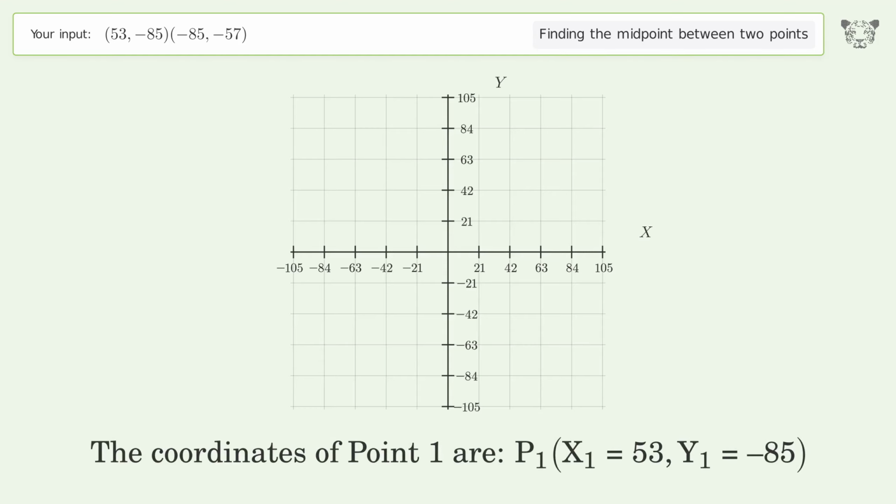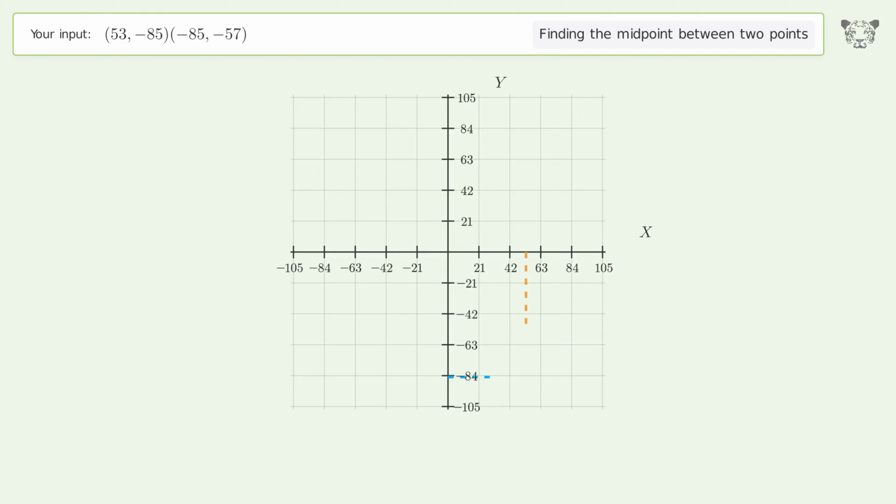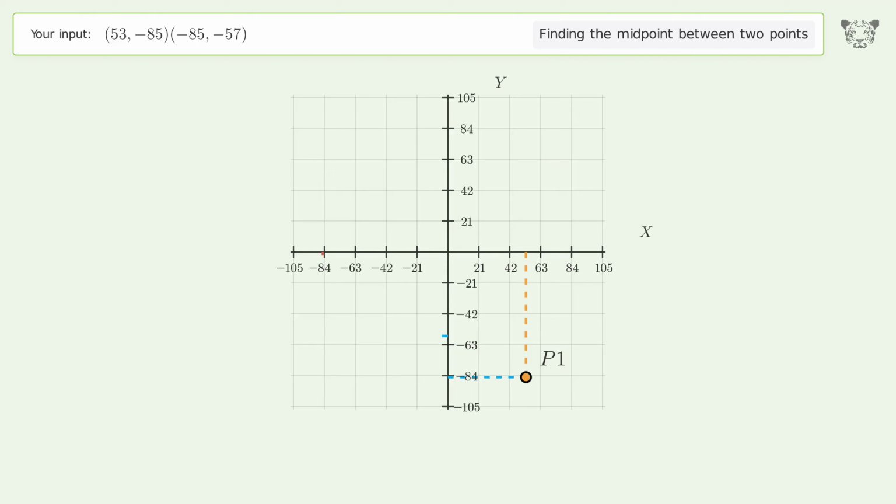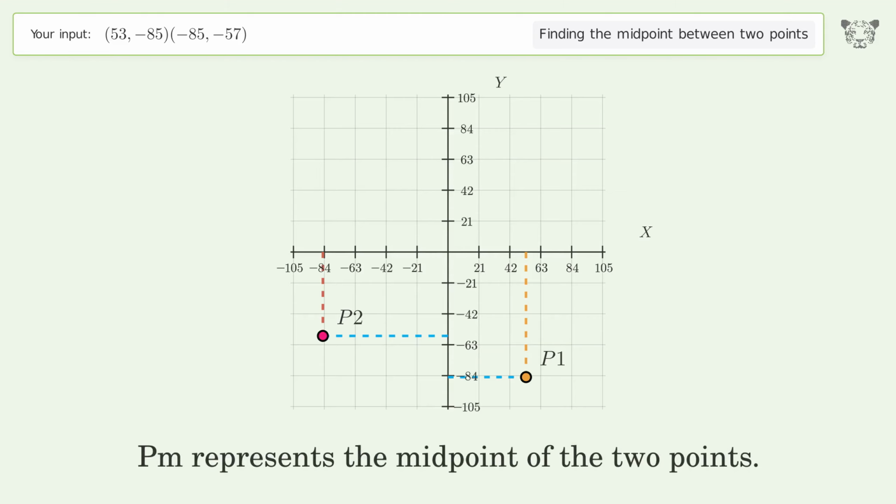The coordinates of point 1 are x1 equals 53, y1 equals -85. The coordinates of point 2 are x2 equals -85, y2 equals -57. PM represents the midpoint of the 2 points.